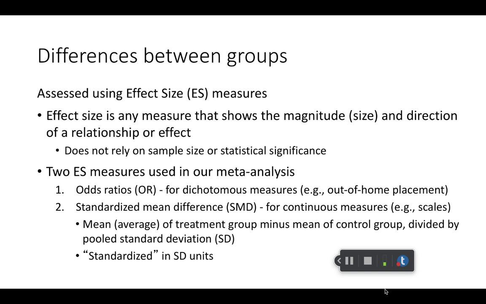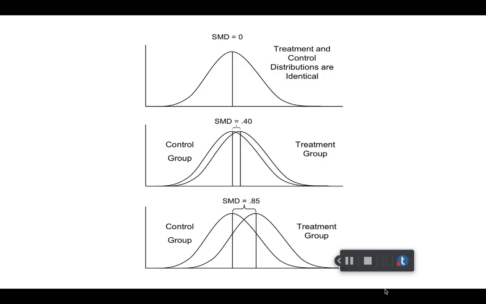And here you take the mean or the average of the treatment group minus the mean or the average score for the control group, divided by the pooled standard deviation for both groups. So you've got a difference in averages for the two groups divided by, or standardized by, the standard deviation. Again, it's not important that you understand the details of these measures right now, but you will, I think, in a few minutes understand how they work.